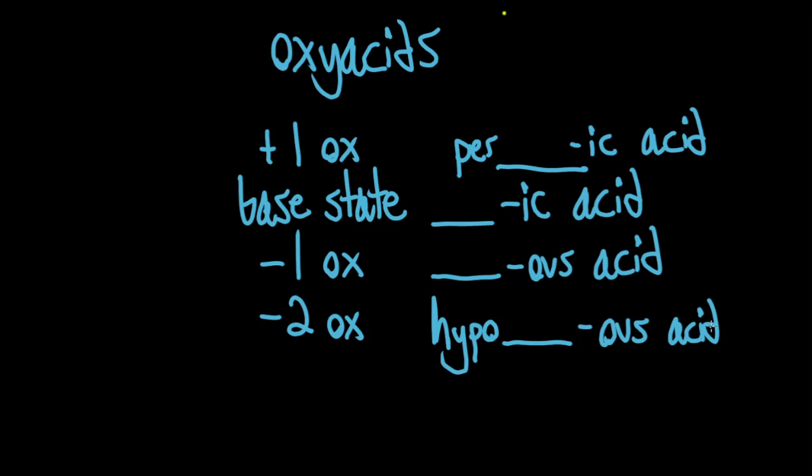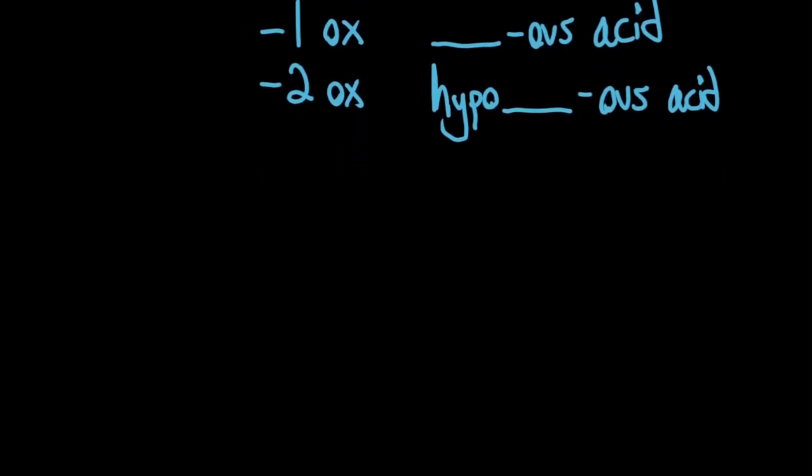Okay, and a good summary of your oxy radical chart in this naming scheme is going to be found in supplement number 3. All right, so let's move on to some examples. All right, so first example is going to be chloric acid.